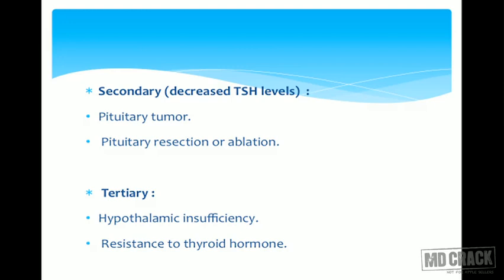Next, we have the secondary causes in which the TSH levels are decreased. We have pituitary tumor, and pituitary resection or ablation can produce secondary hypothyroidism. Tertiary causes are hypothalamic insufficiency and resistance to thyroid hormone.